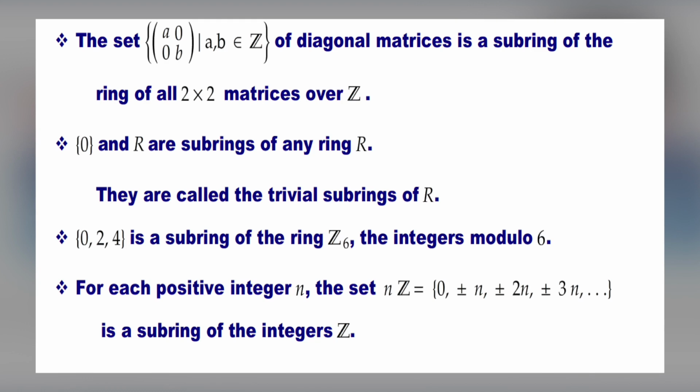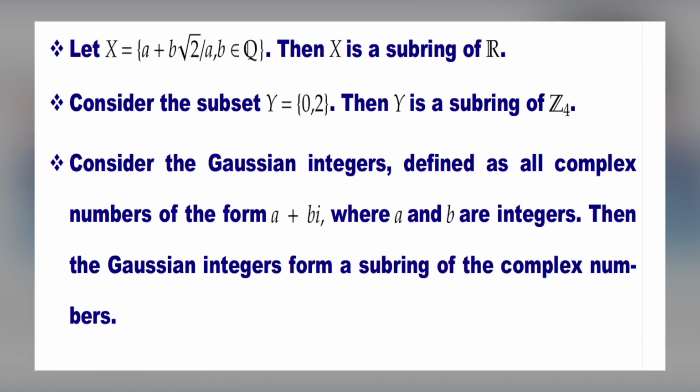For each positive integer n, the set nZ, equal to the set of all 0, plus or minus n, plus or minus 2n, plus or minus 3n, and so on, is a subring of the integers Z. Let X be the set of all a plus b root 2 such that a, b belong to Q. Then X is a subring of R.